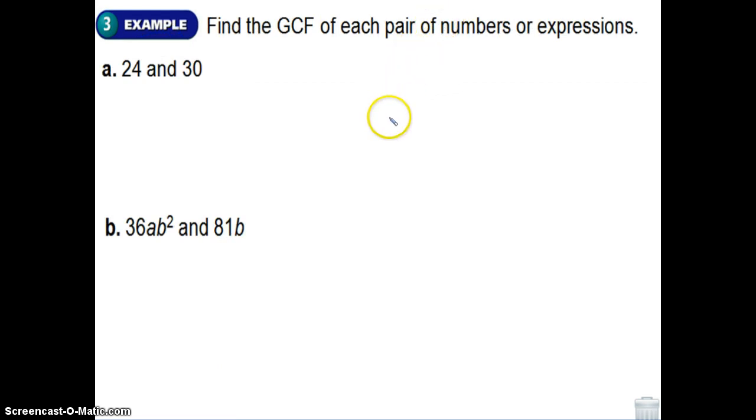In this one, we have to find the greatest common factor, which is basically what they have in common. The greatest common factor means the biggest number that goes into both numbers. So how do we find it given two numbers? If I have the number 24 and 30, what I like to do first is make two factor trees.